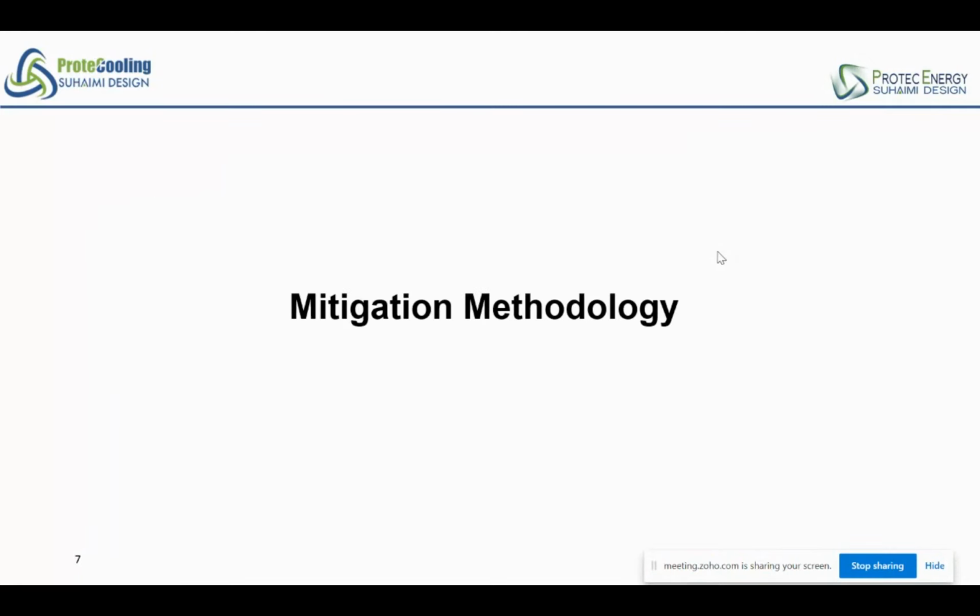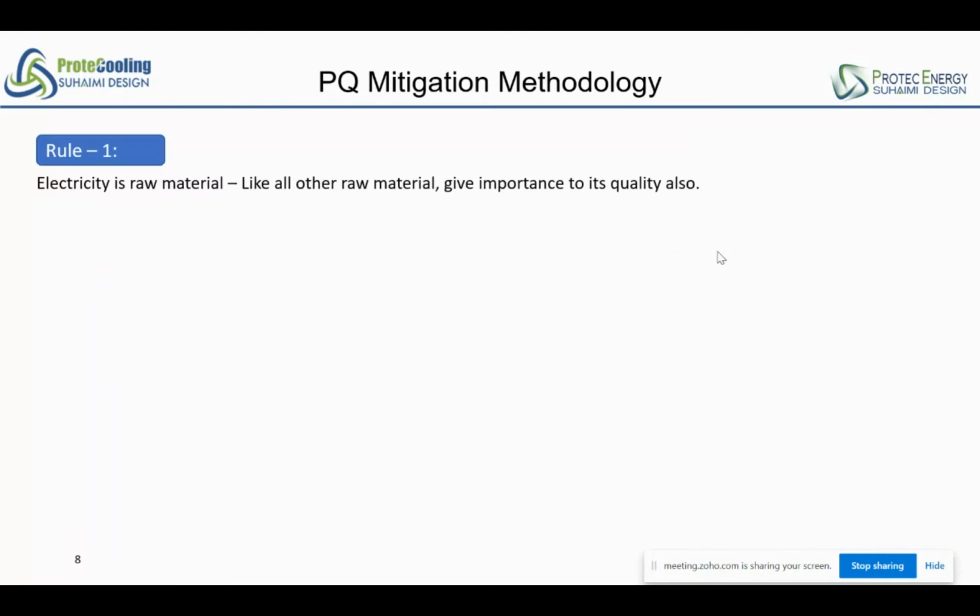Now, the most important thing when we look into power quality is the methodology we follow to mitigate poor power quality issues. This is one of the most important things. In order to follow a PQ methodology, we need to understand some of the rules. First, electricity is a raw material for any production, any service industry, whether it is a hospitality, hotel, hospital industry, manufacturing industry, or process industry. Electricity is a raw material. Like all raw materials, it turns into cost.